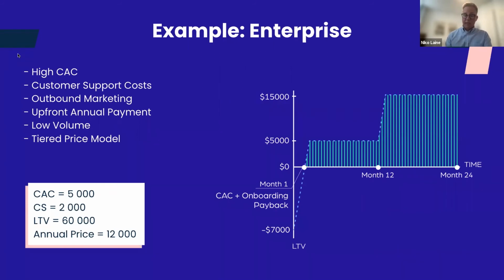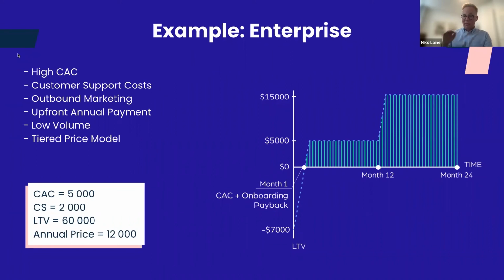According to this example, we've estimated that the CAC is $5,000 and the customer success fees are $2,000. LTV is 5 years, in this case $60,000, and the annual price that the customer pays upfront is $12,000. So you're immediately out of pocket by $7,000. Your CAC and onboarding fees sound like a lot of money, but because you charge annually upfront, your cumulative cash flow is immediately $5,000 positive when the customer pays, which is perfect.